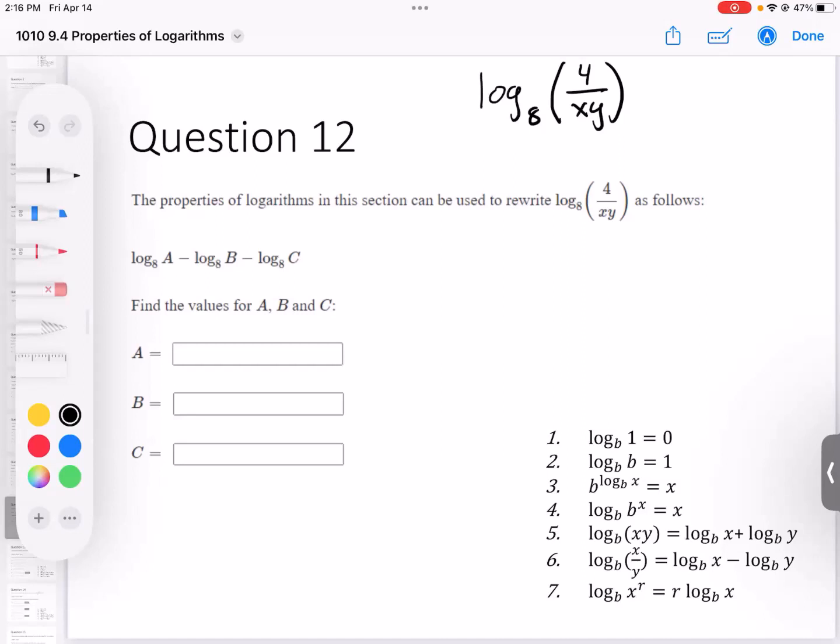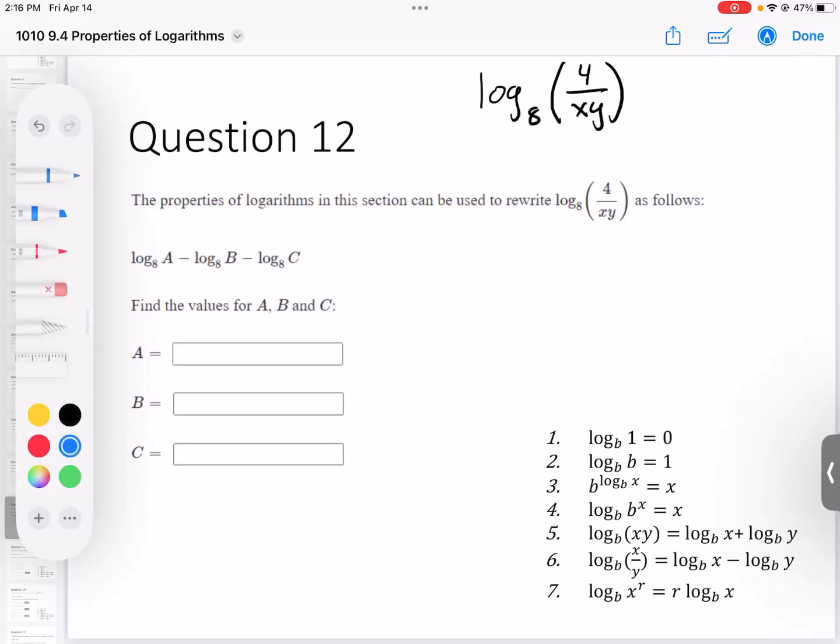Okay, so on this one, where did you guys start? Which property did you use? Okay, so 6 will be useful because we've got division in there. We'll also end up using property 5 because you've got multiplication inside of the division. But we will use property 6 first because this multiplication is inside of the division. So you want to expand out the division part first and then expand out the multiplication part.